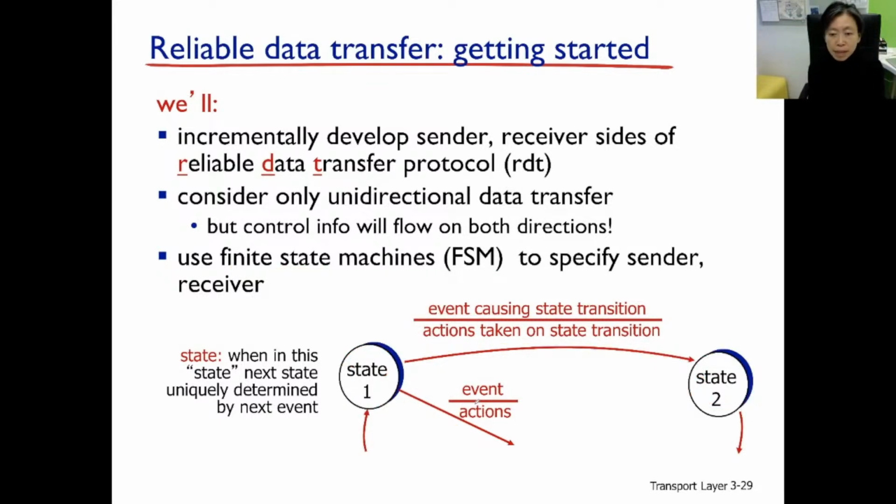Oh, there's one more thing I neglected to mention. Yes, we only consider unidirectional data transfer. What I meant there is that from one machine to another machine, data is going one way, and there's no data coming back. So data goes to the receiver, and the receiver might send feedback back. Those are called the control info. Okay, control info can go both ways, but data only goes from the sender to the receiver.